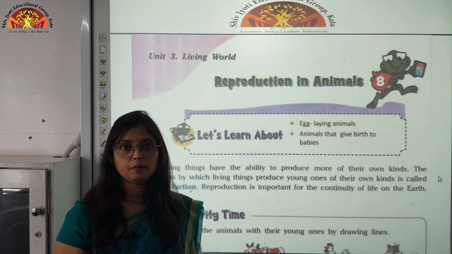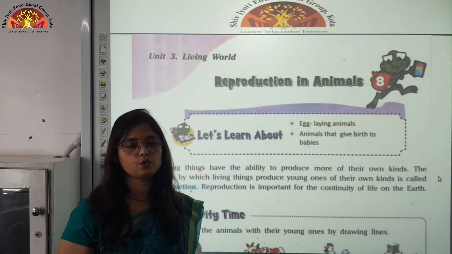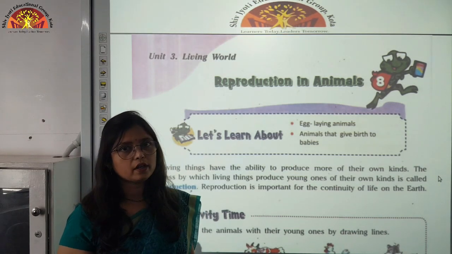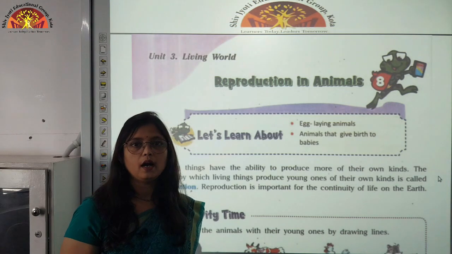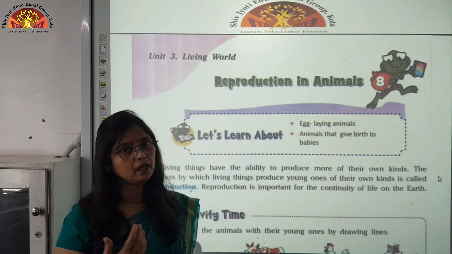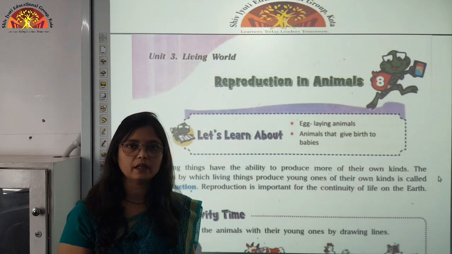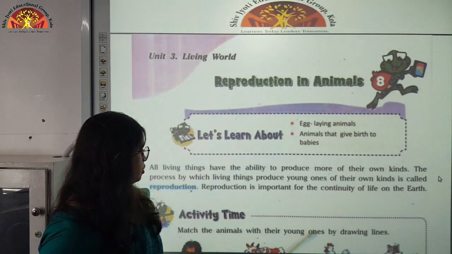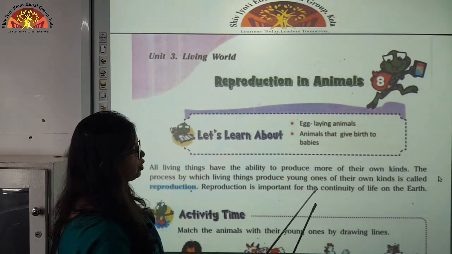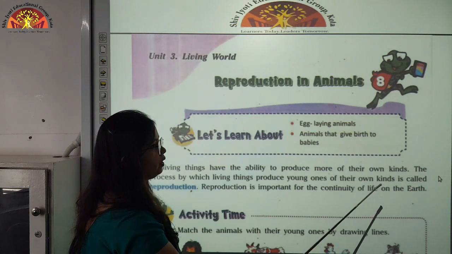Here own kind means a lion gives birth to a baby lion, a cow gives birth to a baby cow, a cat gives birth to a baby cat. Means they are producing more organisms which are of similar type. Okay. So here reproduction is important for the continuity of life on earth.